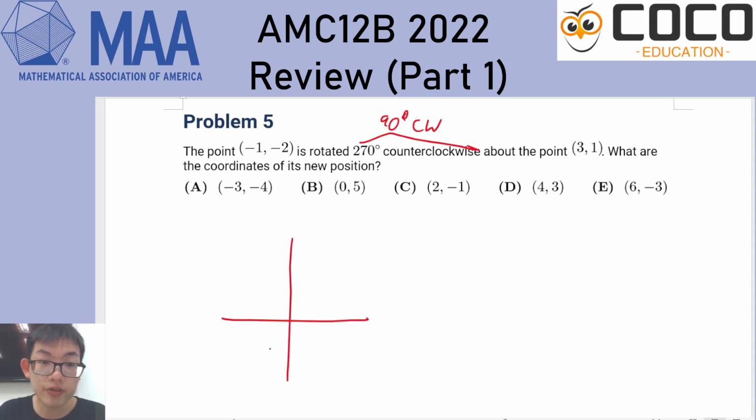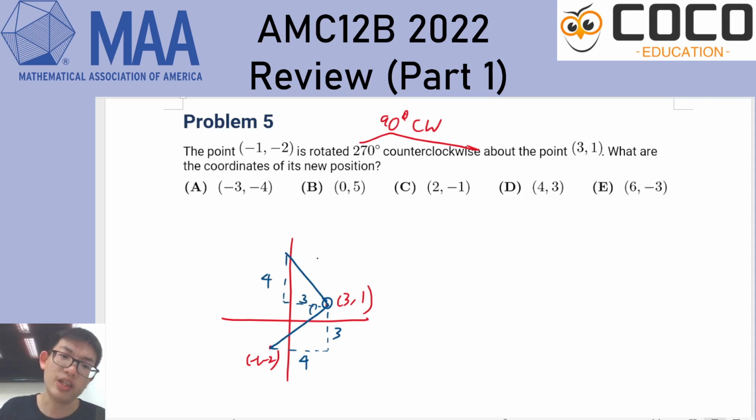So -1, -2 is somewhere here, 3, 1 is somewhere here, and I want to rotate about this as the pivot. So I shall just look at the horizontal distance is 4, vertical distance is 3. So effectively I'm rotating this point 90 degrees, means that I'm just rotating the whole triangle 90 degrees. This is 3 and this is 4, which tells me that my diagram is actually a bit off. This should be 0 and this should be 1 plus 4 is 5. So answer is B.